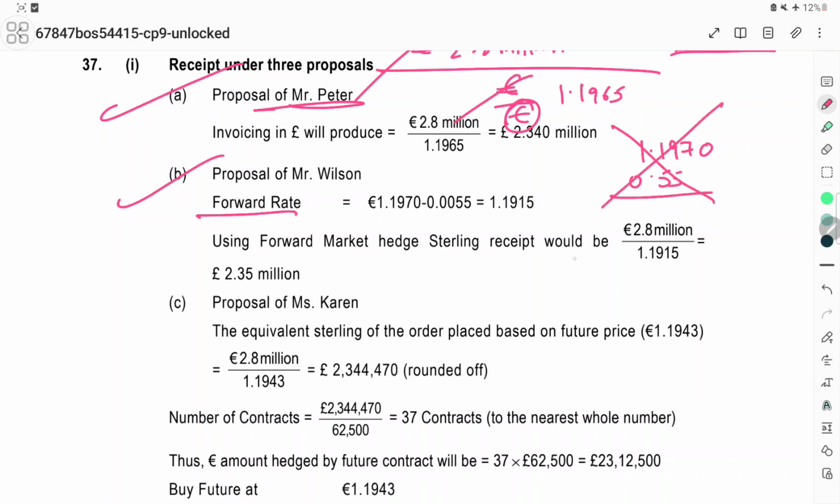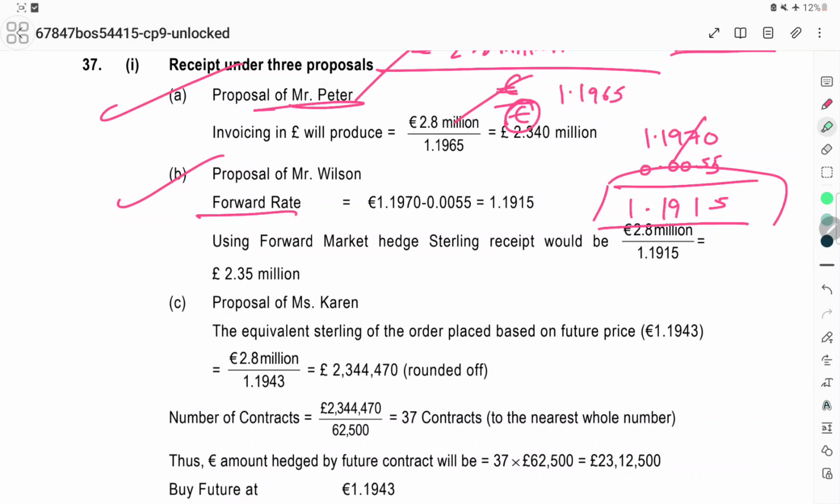What has to be done is this, again very important: 1.1970 minus 0.0055. You start from the extreme right, 55, and here you get 5, 1, 6, minus 1, 1, 9. So this is the 6-month forward rate that I get.